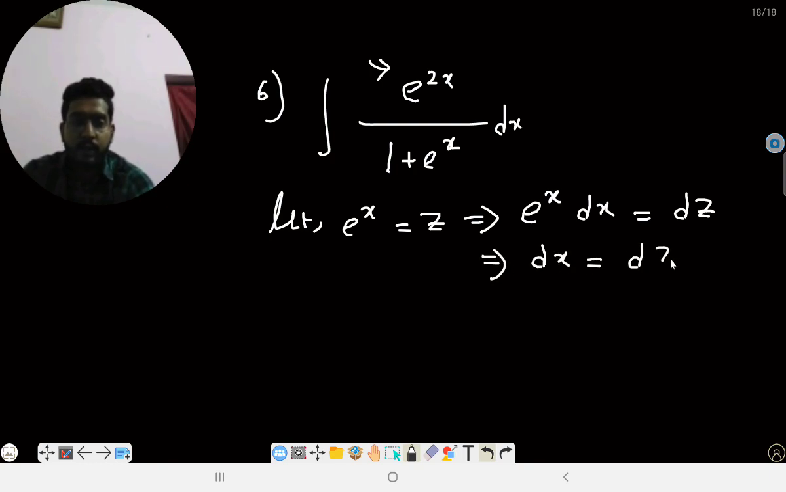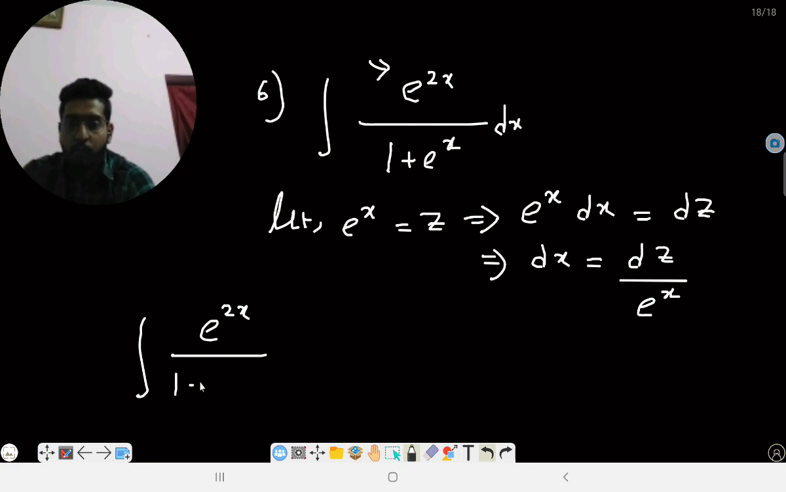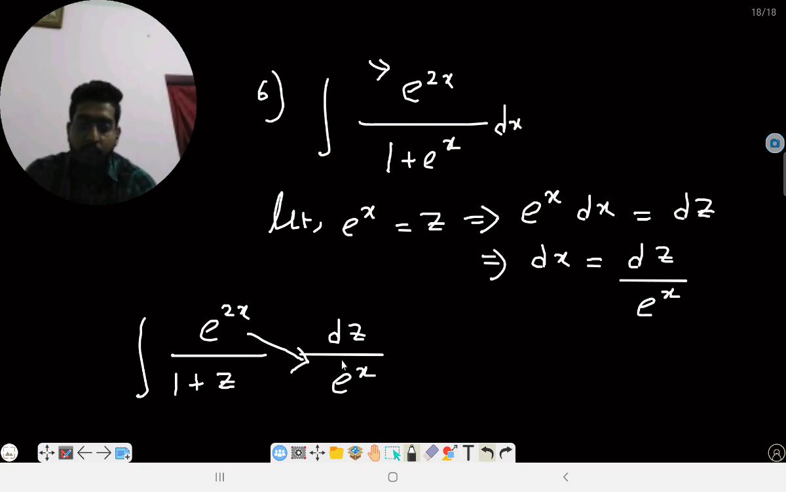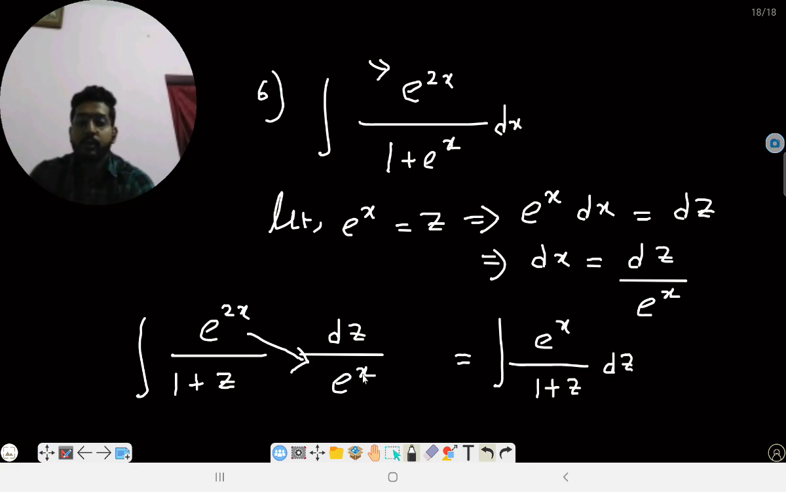So from here you can see dx, what is the dx here? dz by e to the power x. Now put the values here. So that will be e to the power 2x by 1 plus z, and dx is dz by e to the power x. Now divide this one. There it will be only e to the power x by 1 plus z dz. Now what is e to the power x here? The value of e to the power x is z. So that means integration of z by 1 plus z dz.